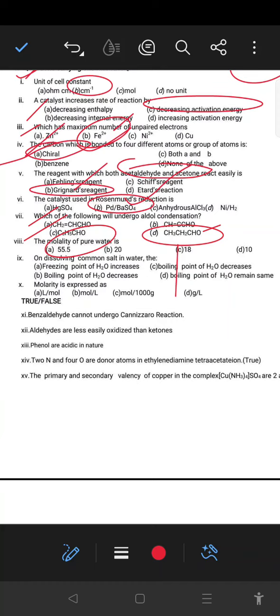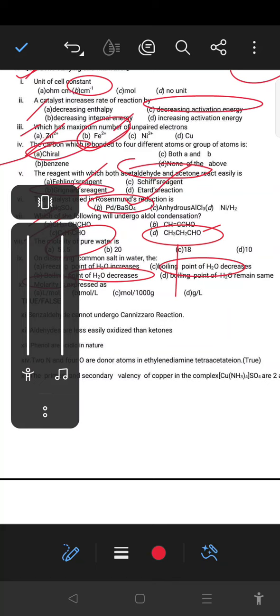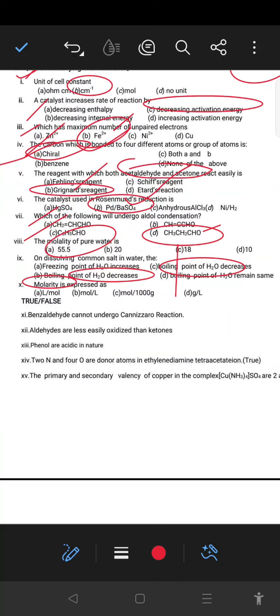So next, on dissolving common salt in water, the boiling point of water, so right answer, that is B and C option are same. Boiling point of water decreases. Okay. Next, molarity is expressed as, that is molarity is defined as the number of moles of solute dissolved per liter of solution. So that is mole per liter. So B option is right answer.